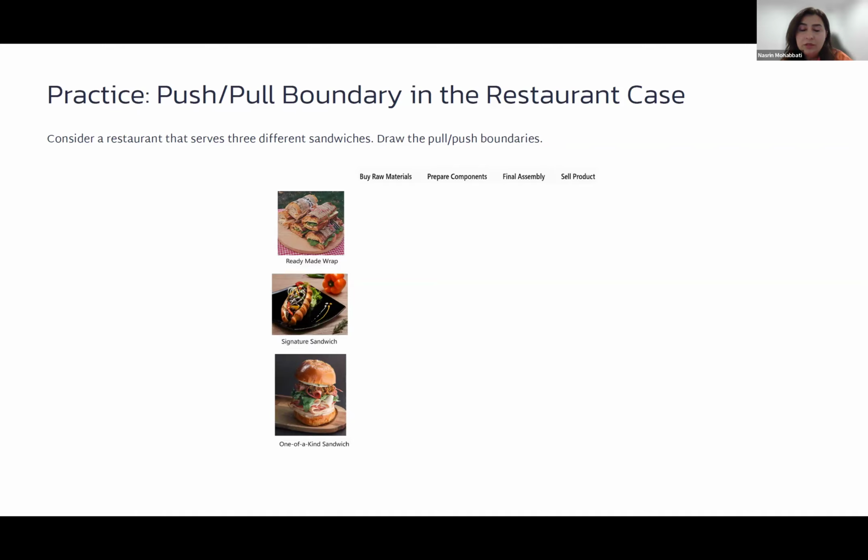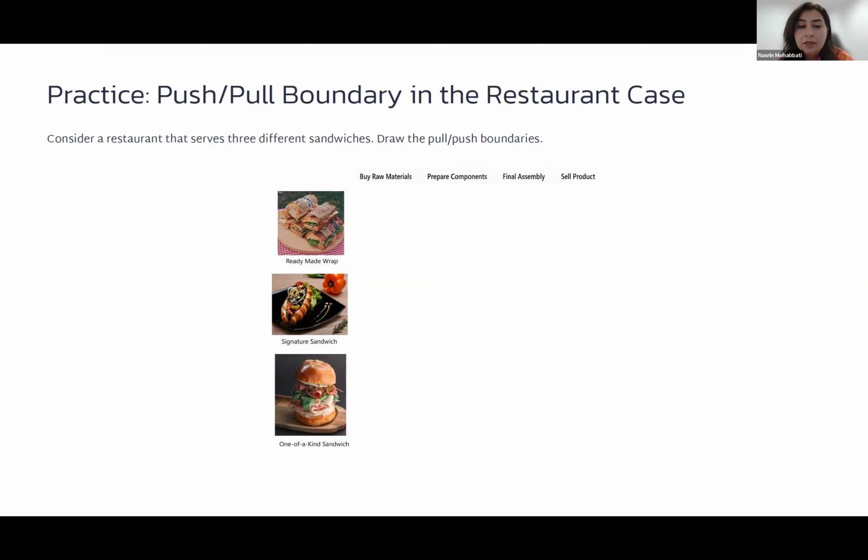Signature sandwich. This one you can walk in and then order food as usual, and then they have the sandwich in their menu available for you, and then you can customize a little bit, not very much, but you can say, for example, I don't like onions, don't put onions on my sandwich, and so on. So then which ones are pull processes, which ones are push processes, where's the boundary?